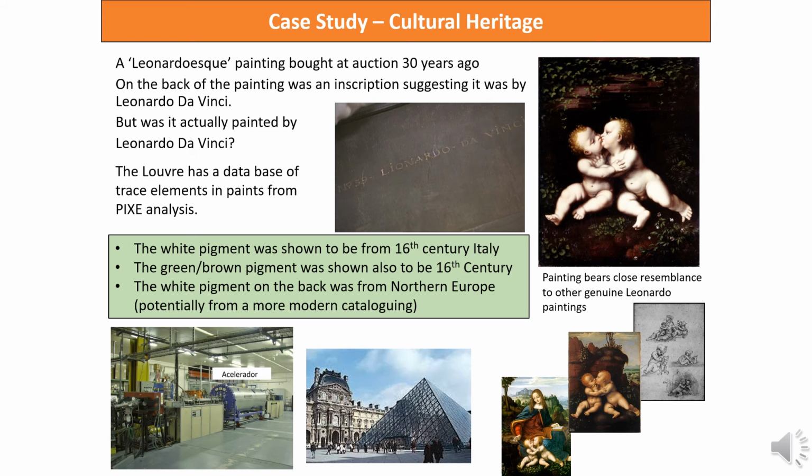The Louvre in Paris houses a tandem accelerator with which they do PIXE analysis of paint. They have an extensive database of the trace elements in paint from that particular era. On analysis, we could demonstrate that the painting was from the right era and the right location, and we couldn't prove that Leonardo himself had painted it, but it was certainly a good indication on the way.